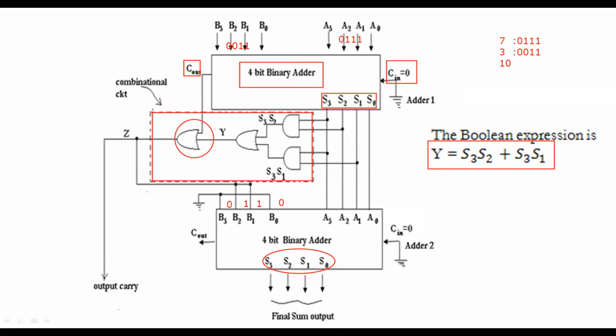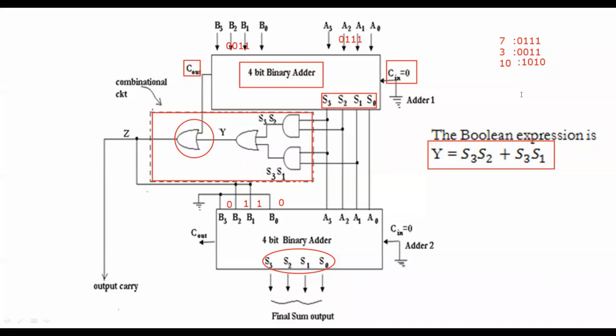By performing this addition of 7 plus 3, the result will be 10. But here we need to see what result we get. When we are performing this addition, the result will be equal to adding the two numbers: 0, 1, 1, 1 and 0, 0, 1, 1. We are getting the result as 1, 0, 1, 0. By performing the addition, the result will be equal to 1, 0, 1, 0.